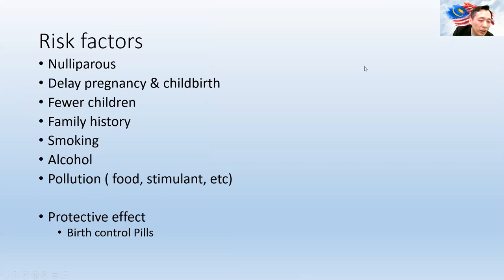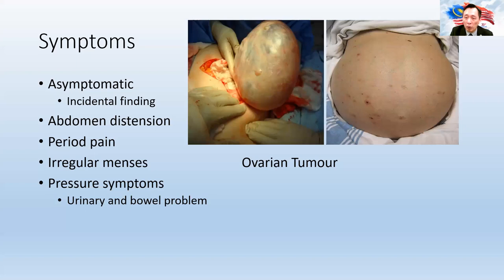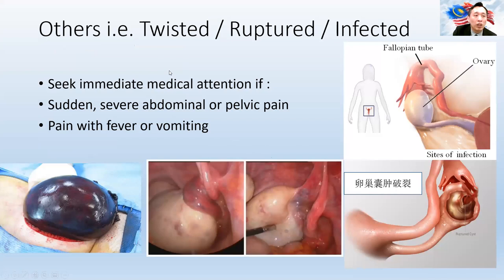So you want to see whether the patient's tummy is distended. Most of the time it's asymptomatic. It's an incidental finding during the physical examination. There may be period pain, irregular menses, pressure symptoms to the bowel and also the bladder. When the mass becomes so big, it can become twisted, ruptured, perforated or infected.